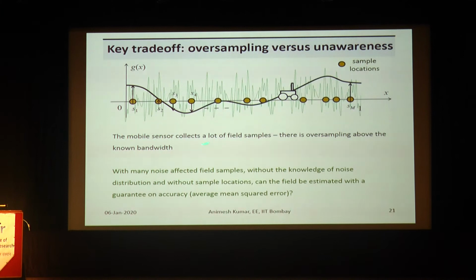All right. Here the setup is that the mobile sensor collects measurement noise affected samples of this field. So it doesn't get accurate values of g of x. At all these location unaware sampling points, the mobile sensor ends up collecting the field plus measurement noise. And with these noise affected field samples, without the knowledge of the sampling location or the renewal distribution, can we estimate the field with some sort of guarantee on the average mean squared error?